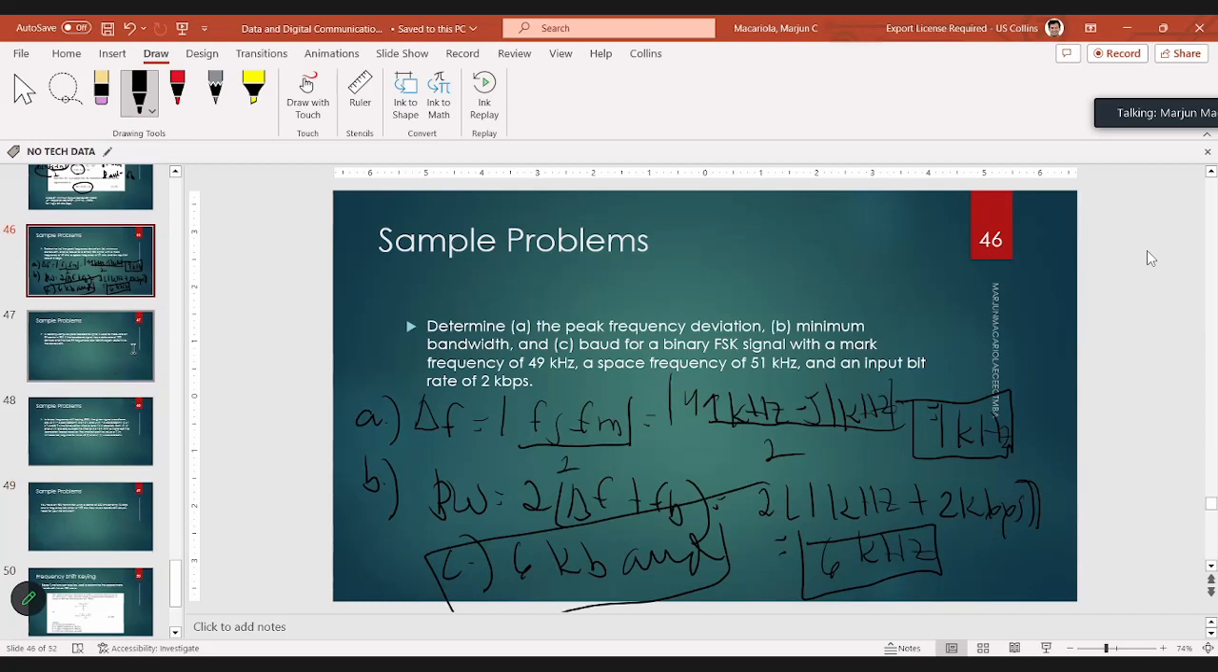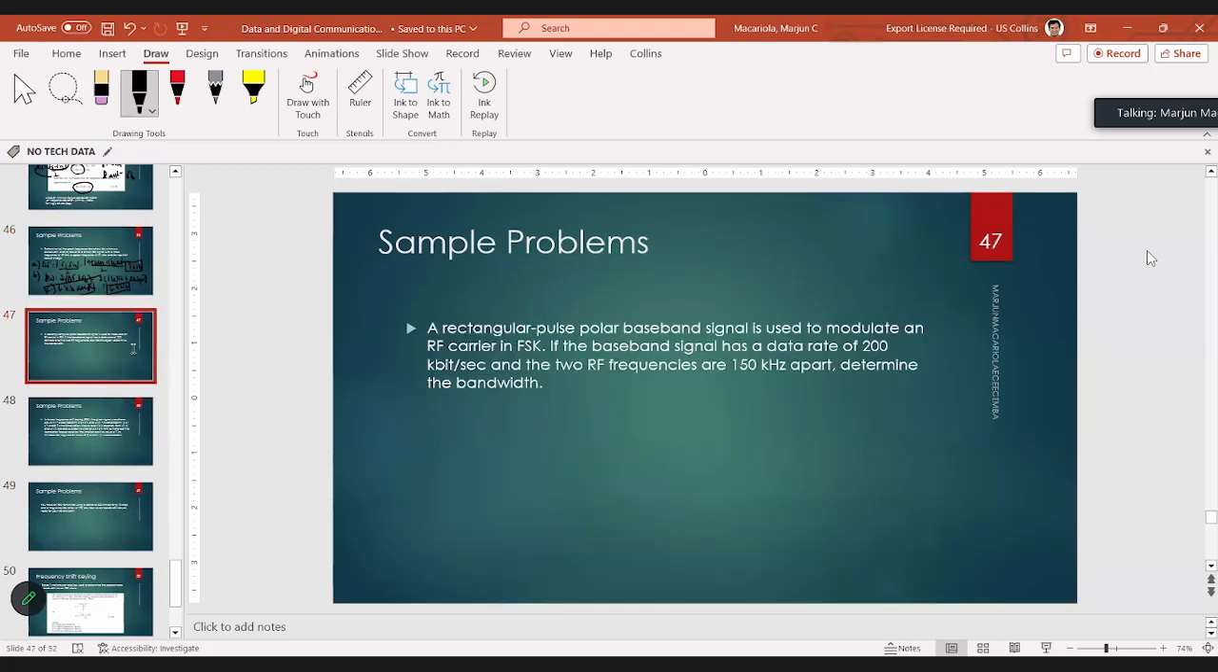Next problem. A rectangular pulse polar baseband signal is used to modulate an RF carrier in FSK. If the baseband signal has a data rate of 200 kilobit per second and the two RF frequencies are 150 kilohertz apart, determine the bandwidth. So again, we need to write the formula. Bandwidth is equal to 2 delta F plus FB.